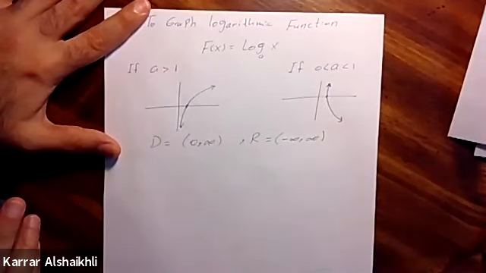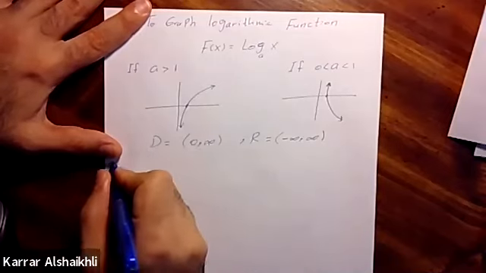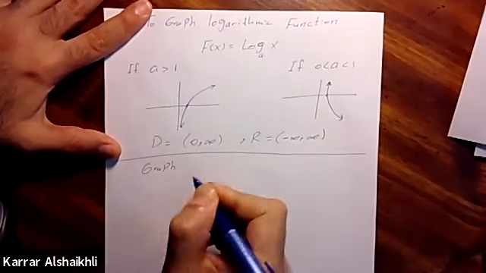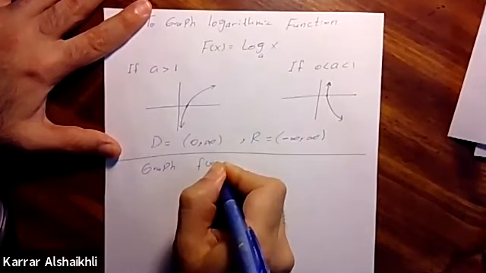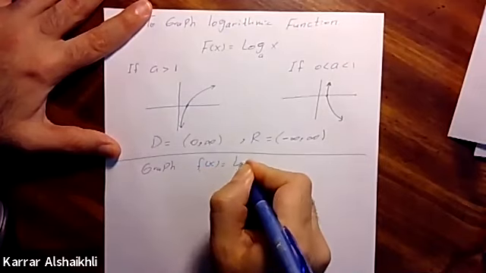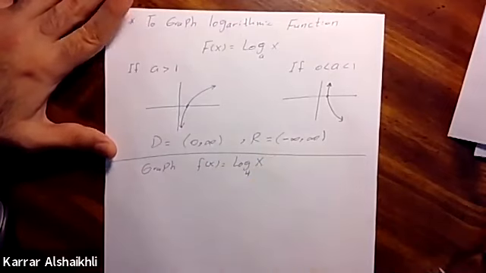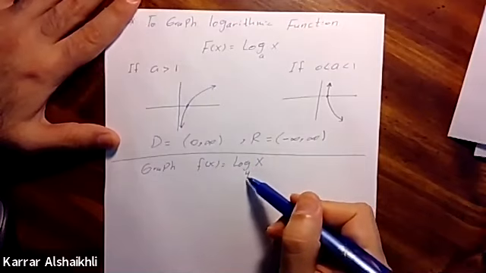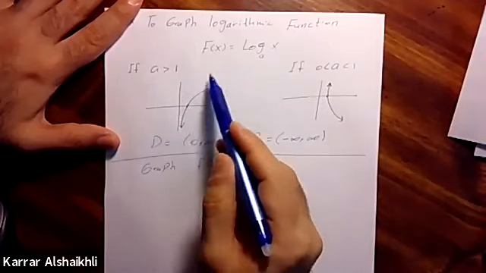Let's do graphing with simple questions. If you have: graph f of x equals log to the base 4 of x. This is a simple one. I'm going to check the base. The base is 4, that means greater than 1. So my graph is going to look like this.